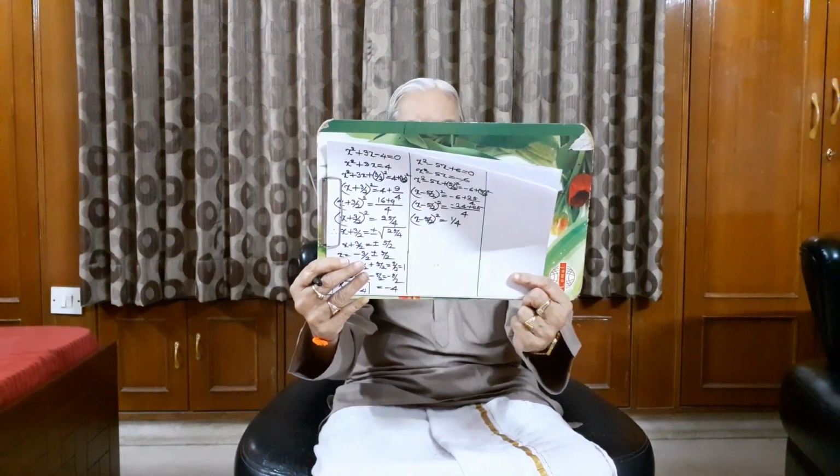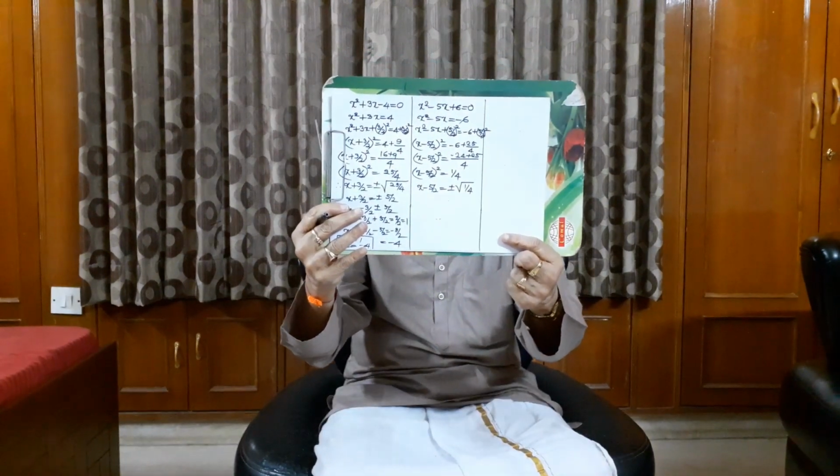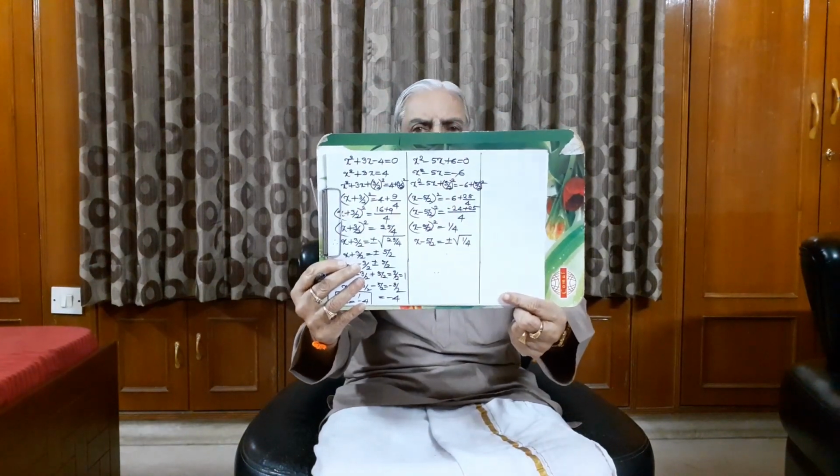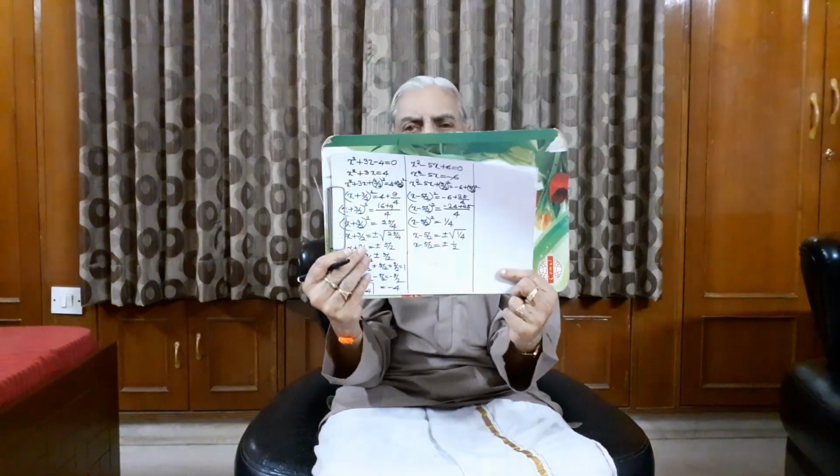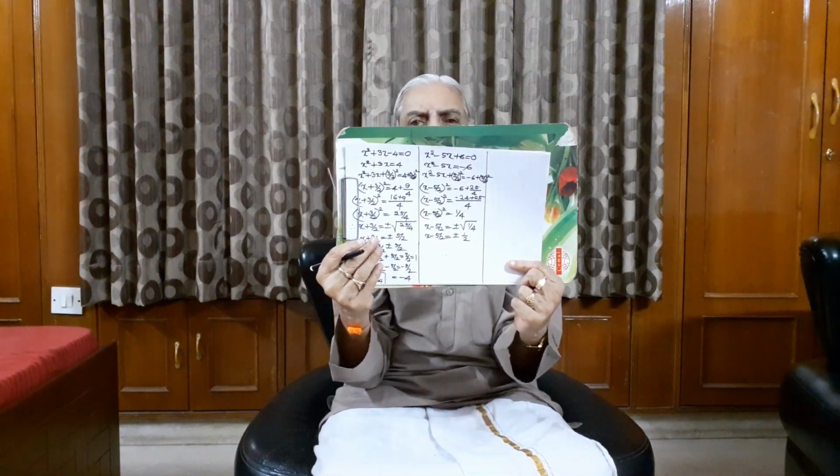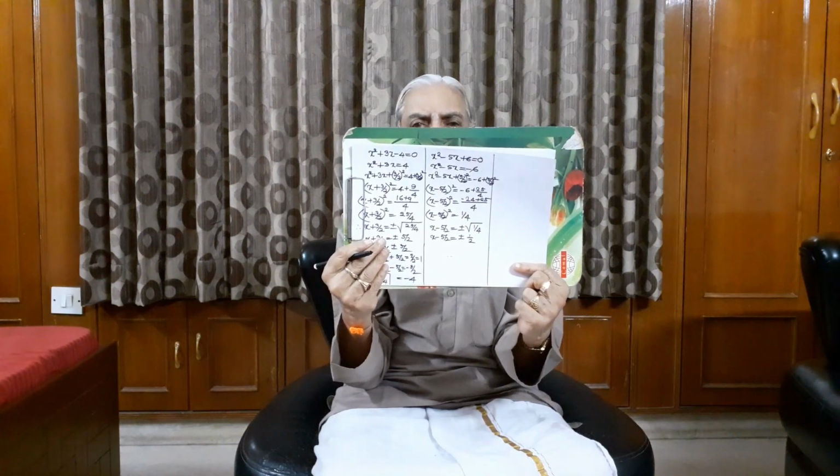1 by 4 is once again a perfect square. So take out the square root. So x minus 5 by 2 will be equal to what? Plus or minus square root of 1 by 4. Please understand. 1 by 4 is a perfect square. Take out the square root. What is the square root of 1 by 4? Half.